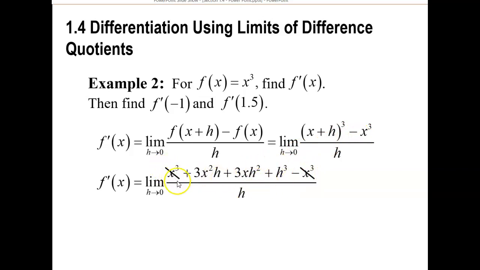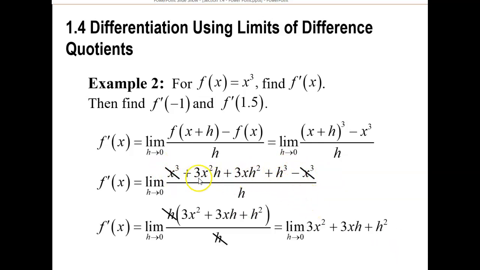Once that's been expanded out, the x cubes can cancel. Once those cancel, the leftover terms you can factor an h out of, leaving 3x squared plus 3xh plus h squared. Then that h can cancel with the h on the bottom, leaving 3x squared plus 3xh plus h squared. We still have our limit notation sitting in the front. So if h is approaching 0, all the h's get replaced with 0. So this h becomes 0, meaning that term goes away, and this h becomes 0, meaning that term goes away, leaving just 3x squared as our answer.